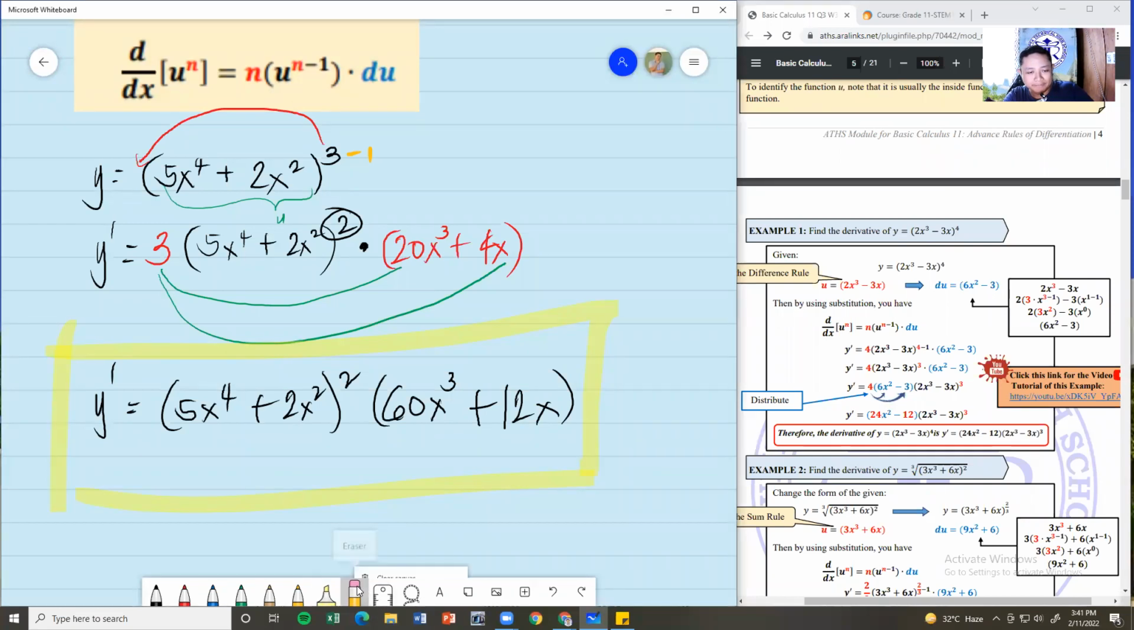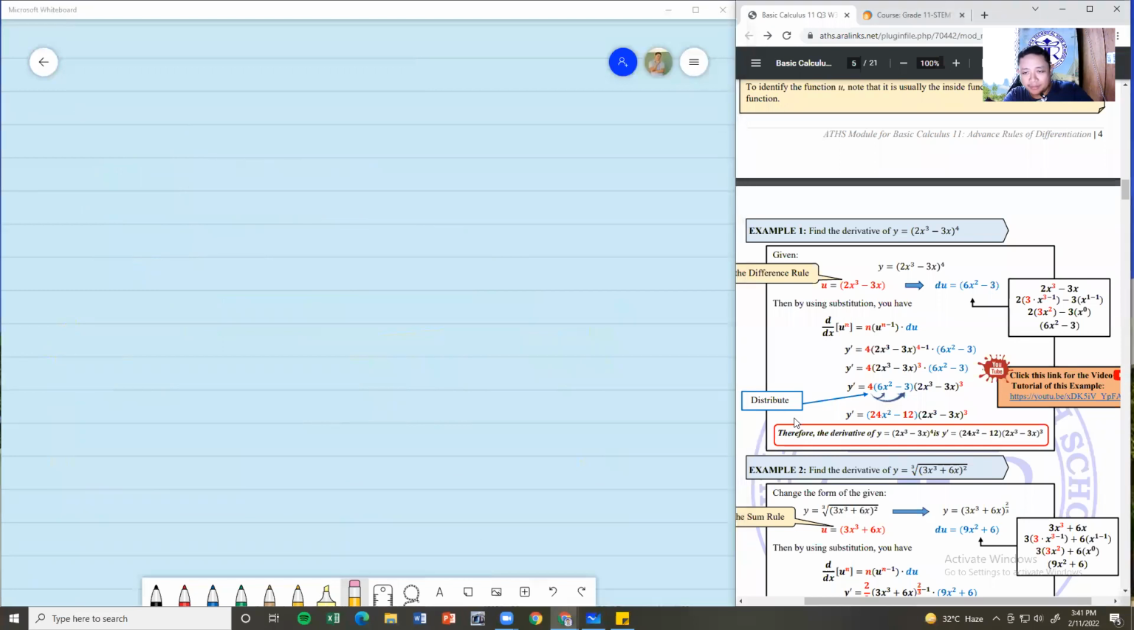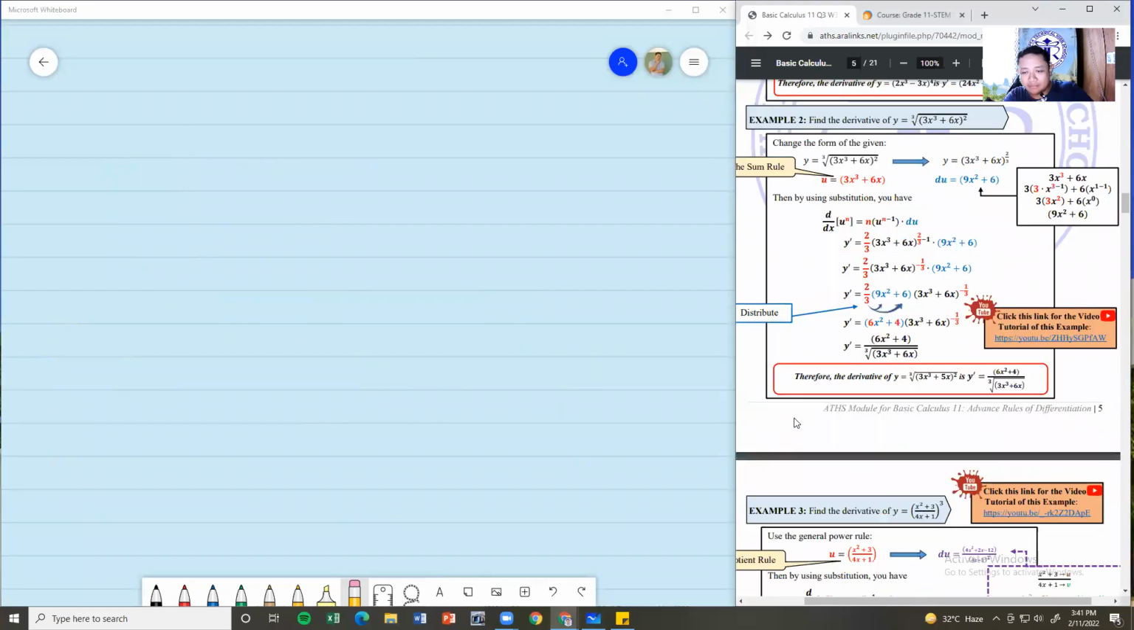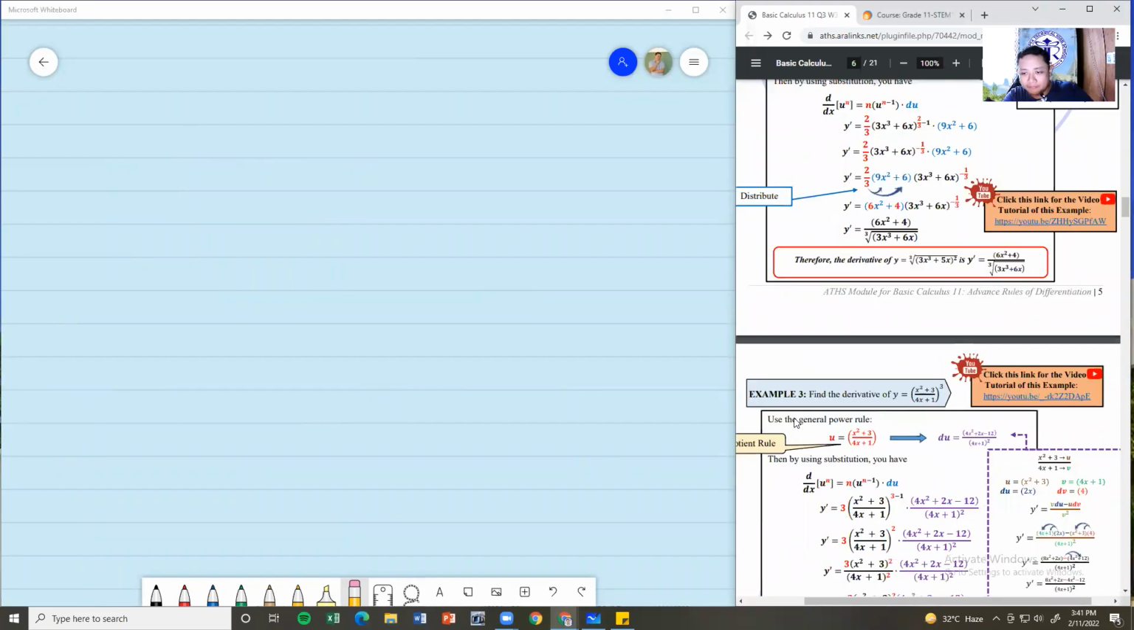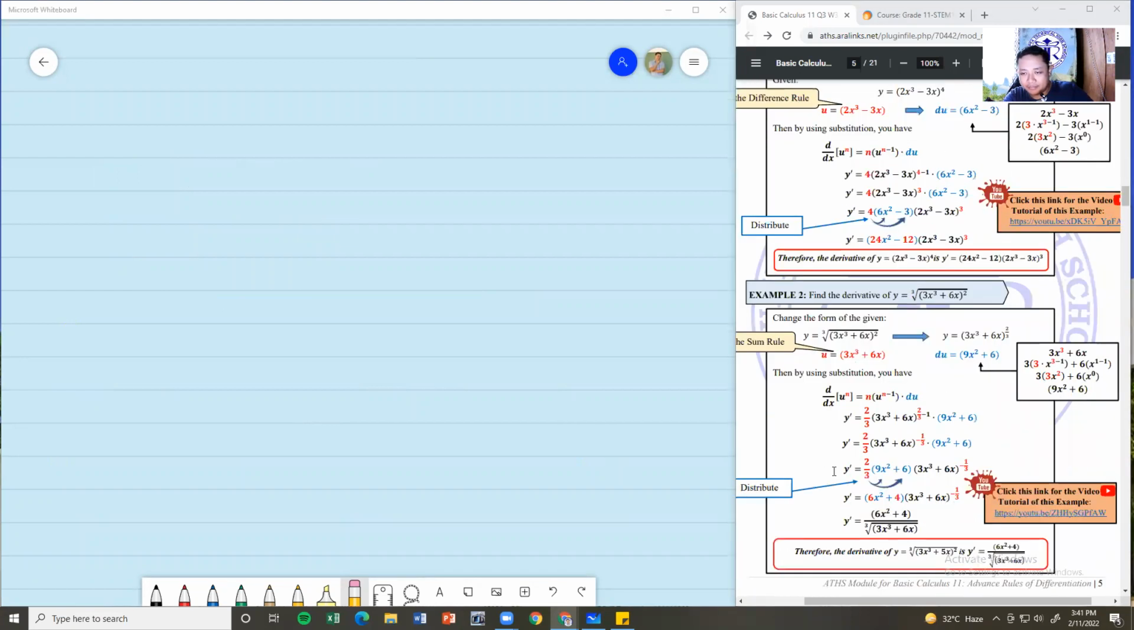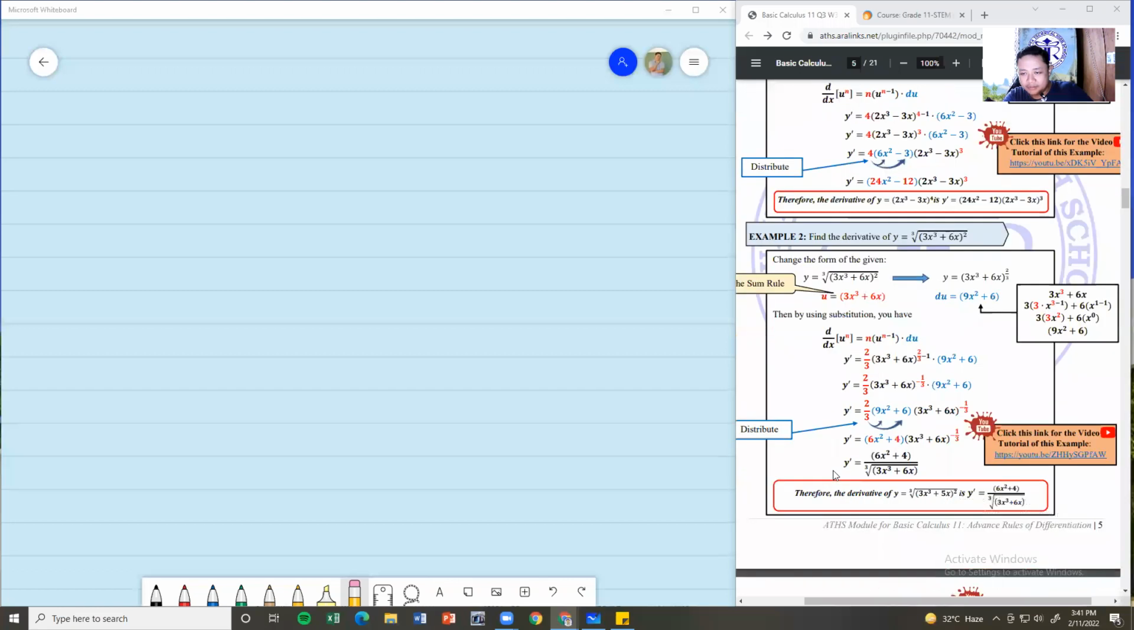Okay. Next. What if level up tayo ng konti sa given? This looks exciting. Okay, ito naka-fraction. Same lang naman kapag fraction. Do you want to have an example like this with square root?